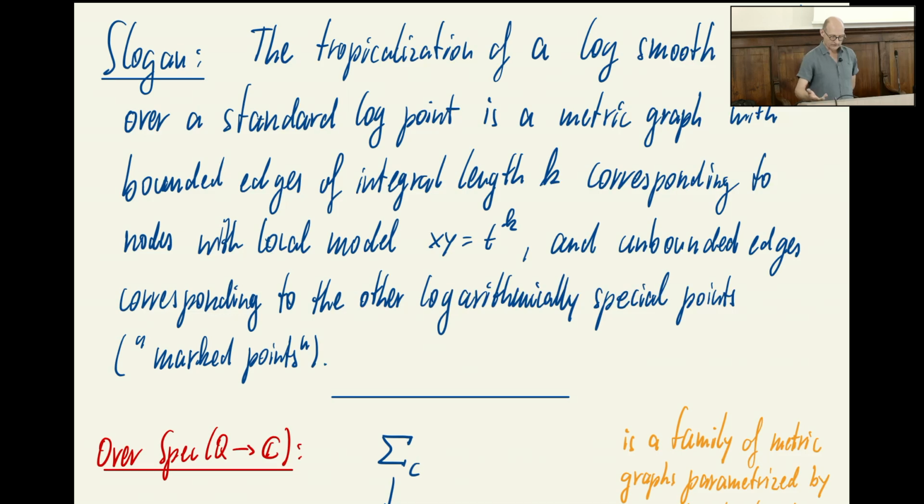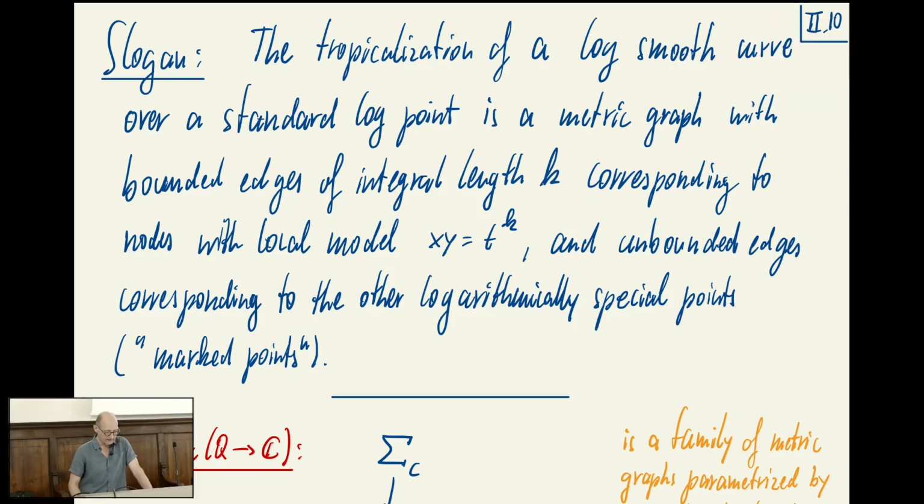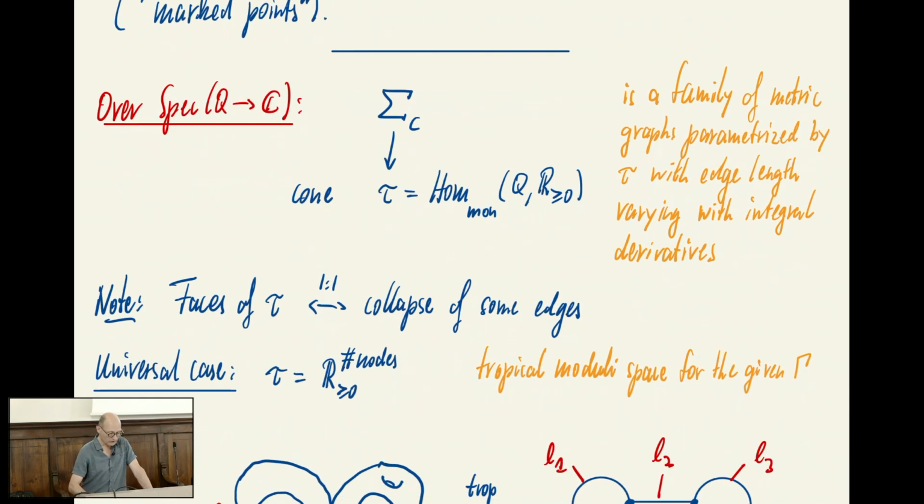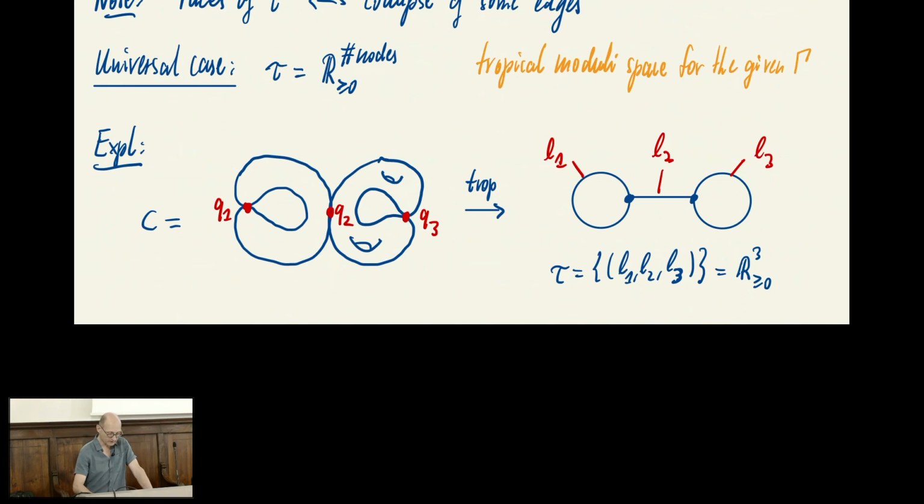So the slogan is: the tropicalization of a log smooth curve over a standard log point is a metric graph with bounded edges of integral length k, corresponding to nodes with local model xy equals t to the k, and unbounded edges corresponding to the other logarithmically special points, these marked points. Then there's a little more about what's happening in higher dimensions.